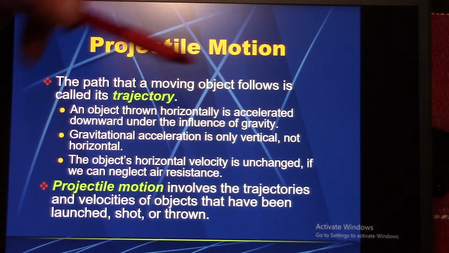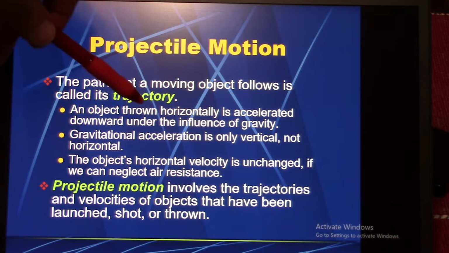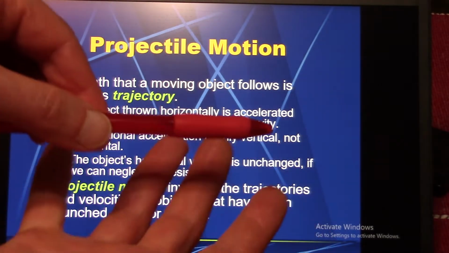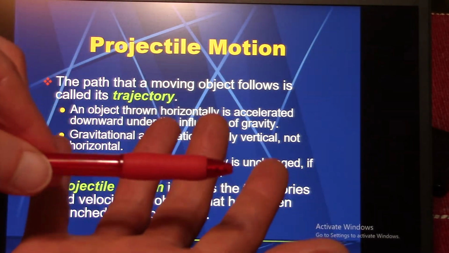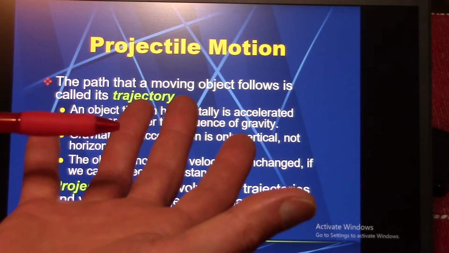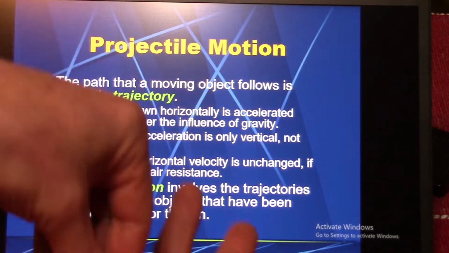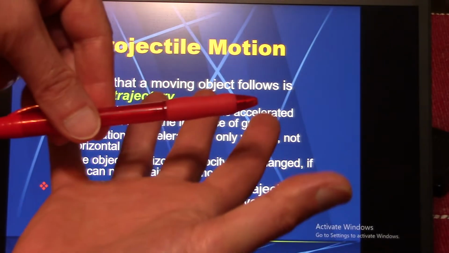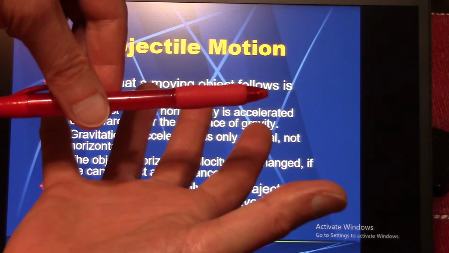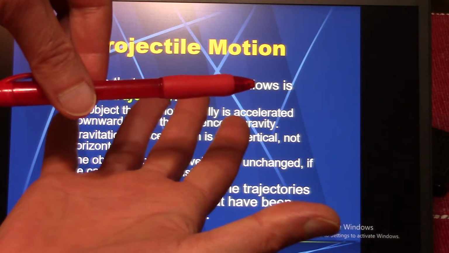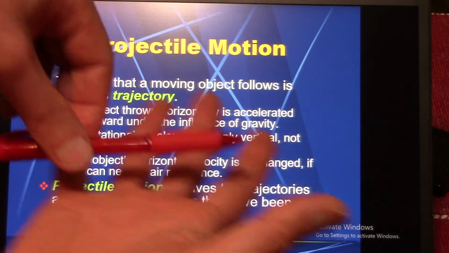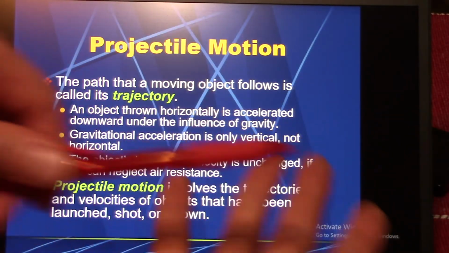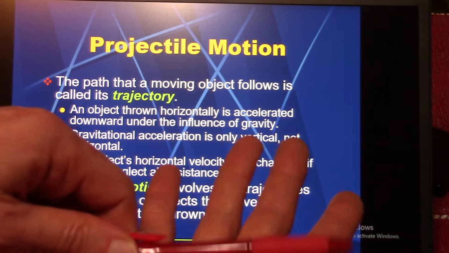So an object thrown horizontally is accelerated downwards under the influence of gravity, right? The gravity is only pulling on the thing downward. So it's sort of two separate motions. There's a motion this way, and then gravity is pulling it this way. And it's the same gravity. If I release this pen, it's going to take that much time to hit my hand. But if I throw it, the force of gravity is the same. So it hits my hand at the same time.